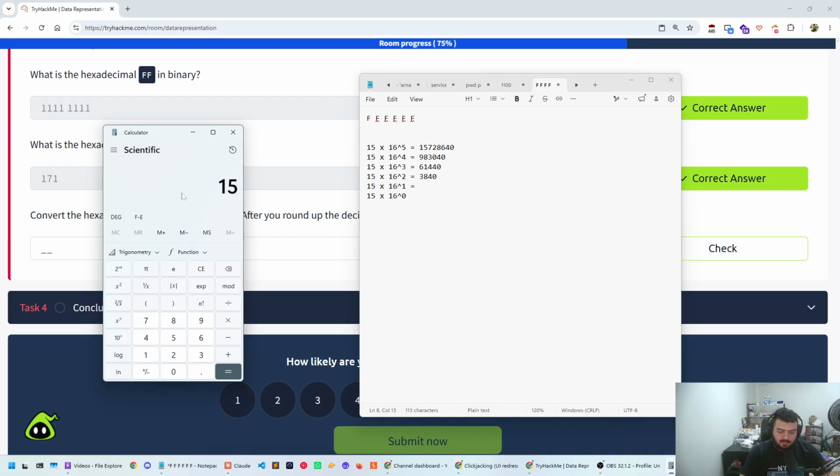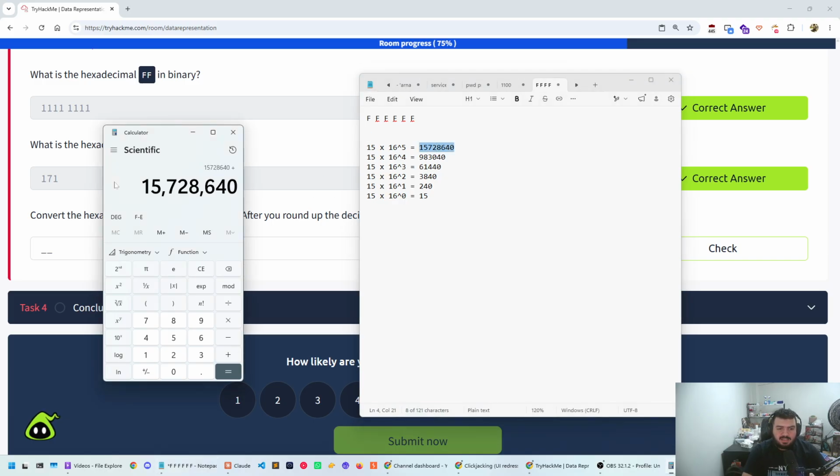And then 15 multiplied by 16. I don't even need to add to the power because everything to the power of 1 is itself. So 15 by 16. And then this is going to equal 15. Because I know that this is going to equal to 1. So I can show you. 16 to the power of 0 is going to equal to 1. So 15 multiplied by 1 is 15.